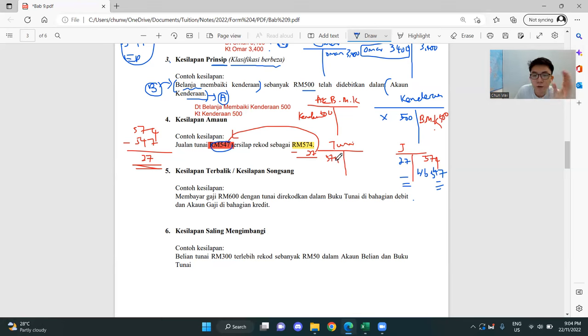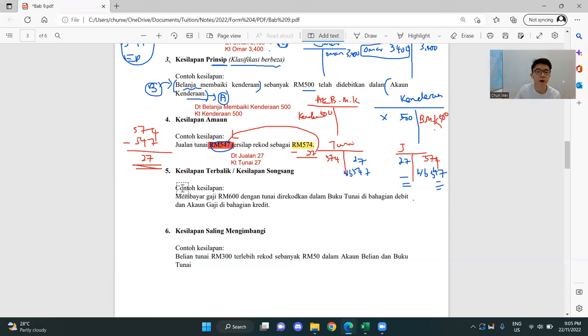Same thing for tunai, if 574 is on the debit side, to reduce it, berkurangkan, you have to put 27 on the opposite side. So you reduce to 547 here, the HB. That's why from here, we know that we should debit jualan 27 and credit tunai 27. And as I said, always your debit and credit amount must be the same. So this is how you record for kesilapan amount, meaning they give you a wrong figure, then you have to minus yourself and then you debit and credit back.